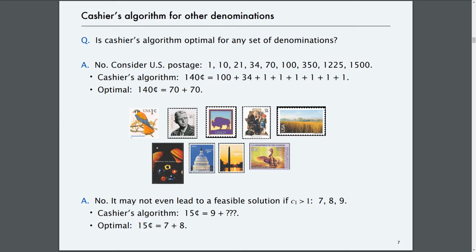So first we would take 100, and then we have 40 remaining. So we take 34, and we have 6 remaining, and we take 1 6 times. But the optimal solution would be to take 70 twice.